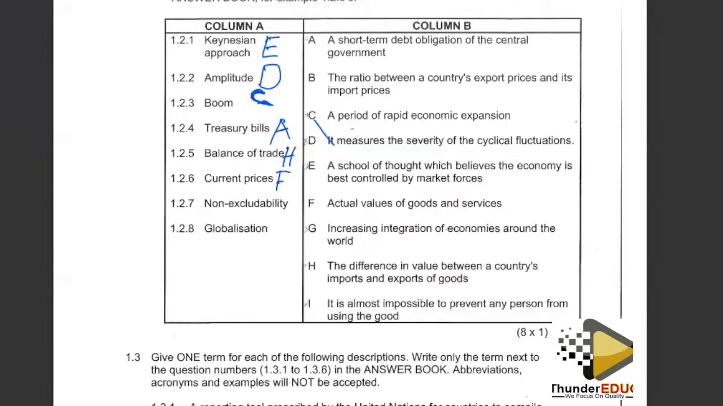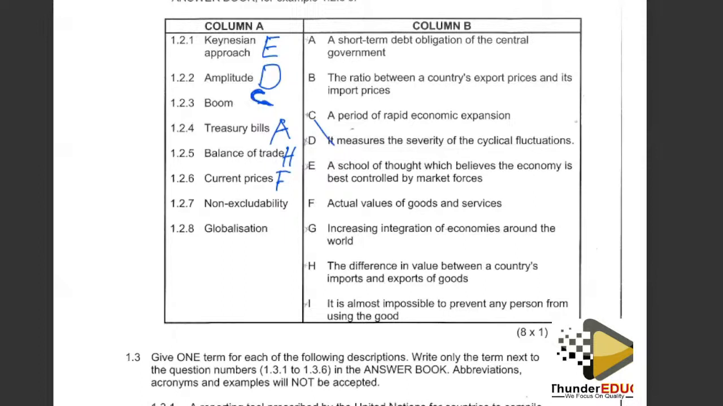1.2.7 says non-excludability. This concept calls for what you call a public good. Remember, we said that a public good is a free good that can be used by anyone, consumed by anyone. You can't exclude someone from using it. You can't stop someone from using it. That is why we are saying there is non-excludability. Everyone can utilize a public good, whether you are a foreigner or a citizen. If there are parks, you can't say that in this park, foreigners shouldn't come and sit. No. Why? Because it's a public good. It's a free good that can be utilized by everyone.